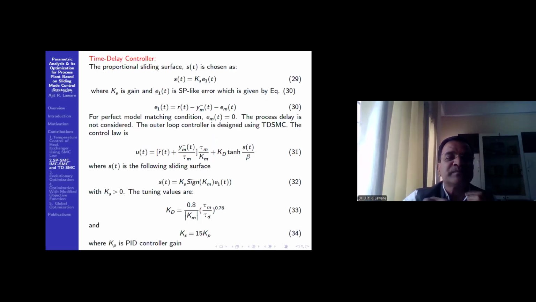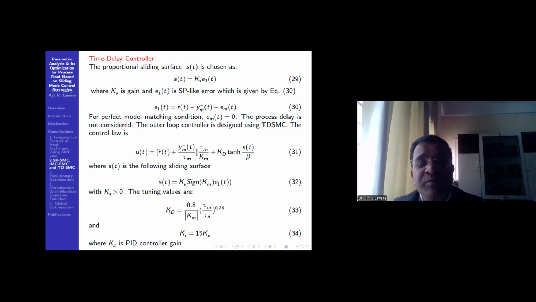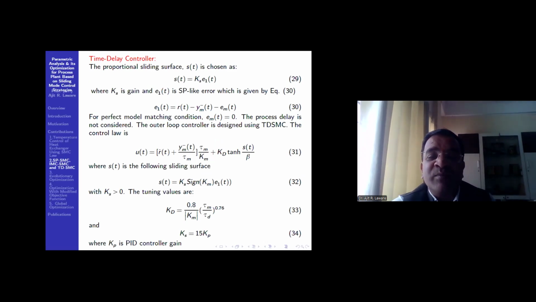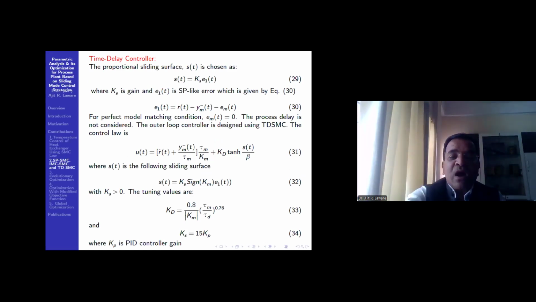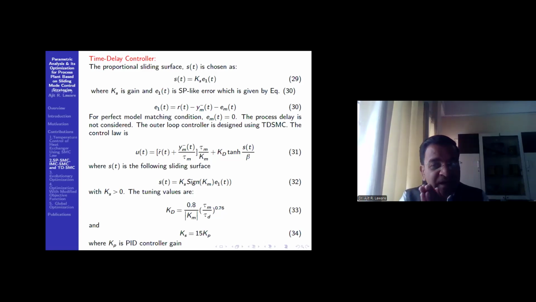Kaya author's paper: this is the time delay controller, TD-SMC. The sliding surface is some constant coefficient multiplied by your error function. E1 is the SP-like error, and this E1 of t, the SP-like error, is given by equation 30. For a perfect process model, Em of t equals 0. Therefore, the outer loop is designed using TD-SMC, meaning at the outer loop I am using TD-SMC.